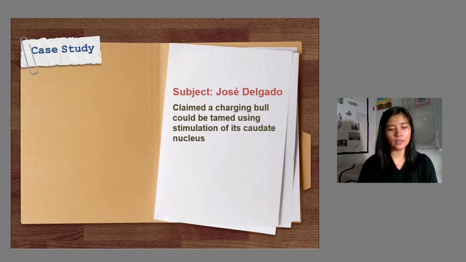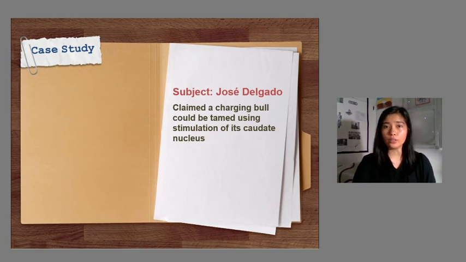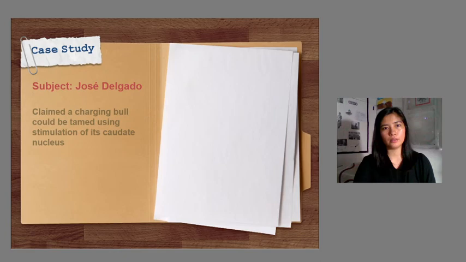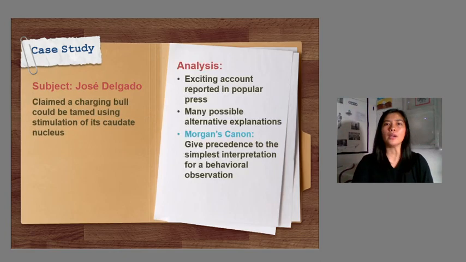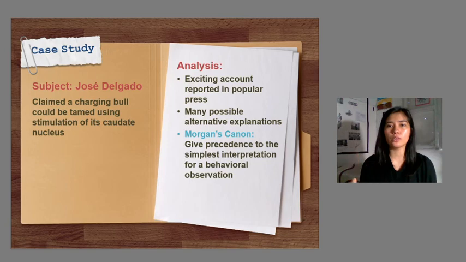Delgado and the popular press declared this an exciting and major discovery, that the caudate is the taming center. It was even suggested to cure human psychopaths. However, despite that this is exciting and attracted a lot of press, there may be a lot of other possible explanations, one of which is Morgan's canon. We give precedence to the simplest interpretation of behavioral observation.